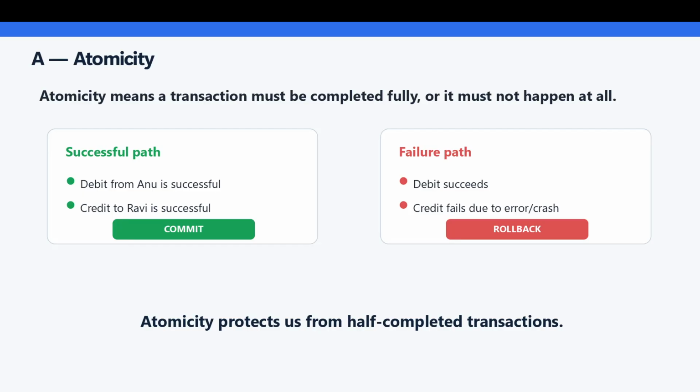Let us take another simple example. Suppose we are placing an order on an e-commerce website. The payment is completed, but the order is not created. That is also an incomplete transaction, right? So atomicity ensures that either both payment and order creation happen successfully or neither of them happens. So once again, atomicity means all operations must succeed together or all of them must be cancelled. That is a simple definition of atomicity.